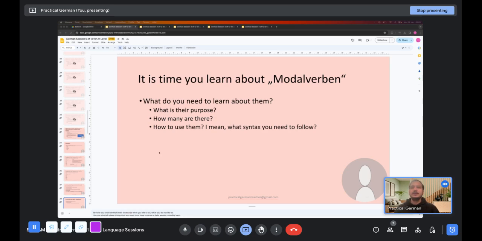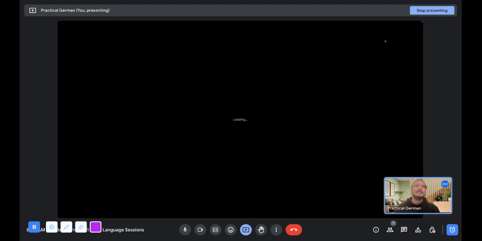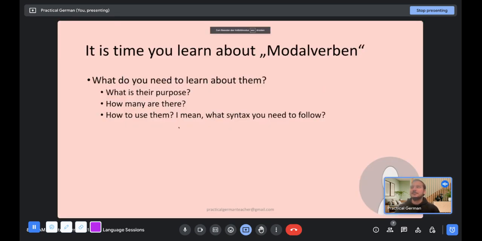Let's talk about Modalverben. First of all, you have to learn Modalverben, but just for the sake of teaching, let's start with the question: why do you need to learn about them? The first question is, what is their purpose? And why do you need to learn Modalverben? For me personally, it makes your life way easier.